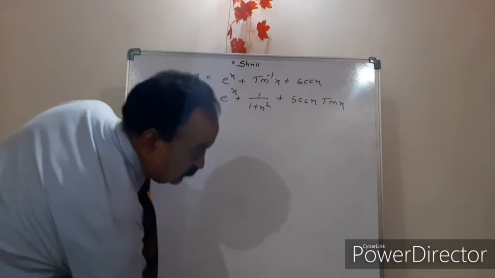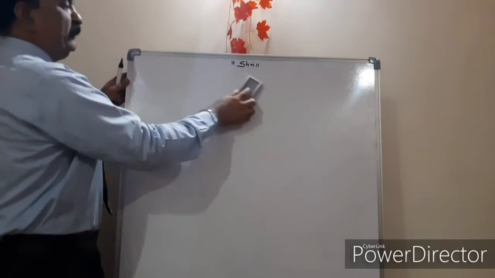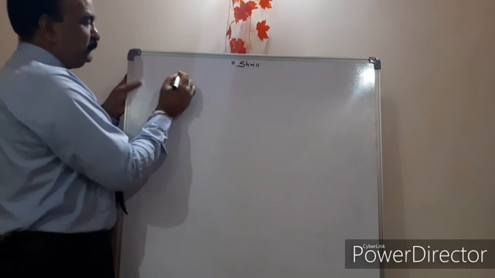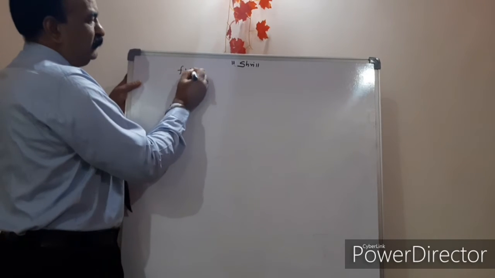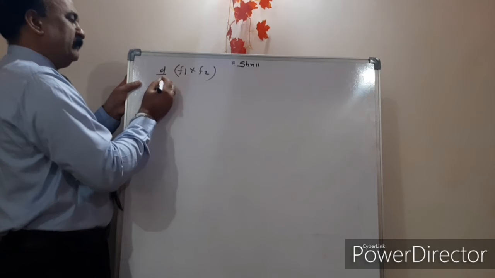Now I am telling you the product of two functions. How to find the differential coefficient by the product of two functions? It means if the two functions are f1 into f2 and this is d/dx.